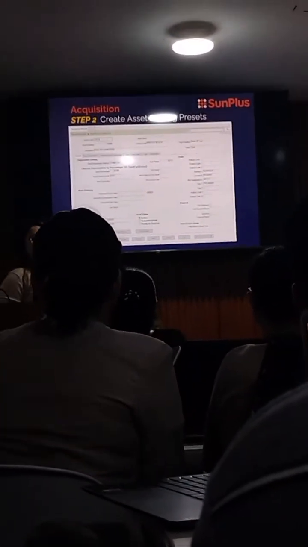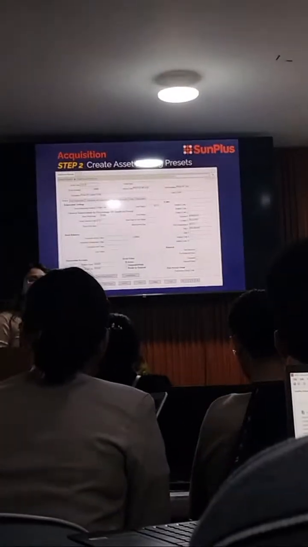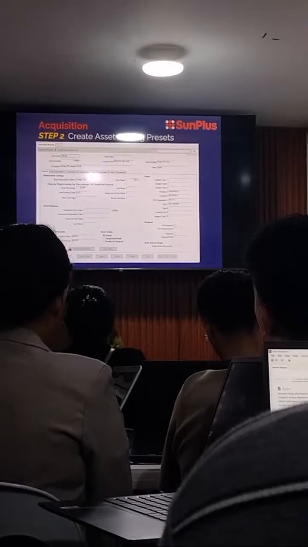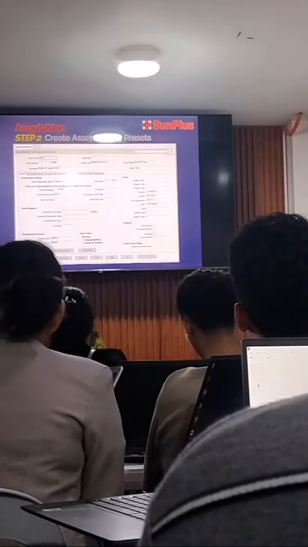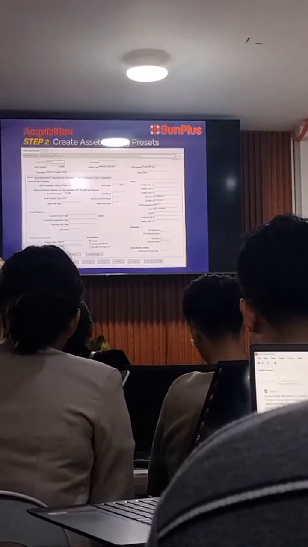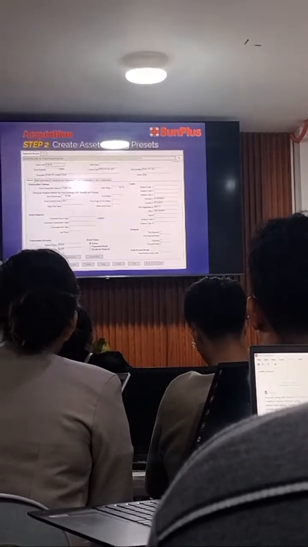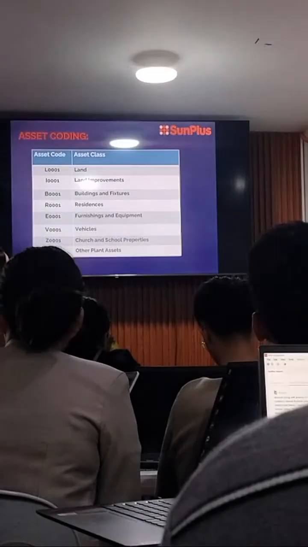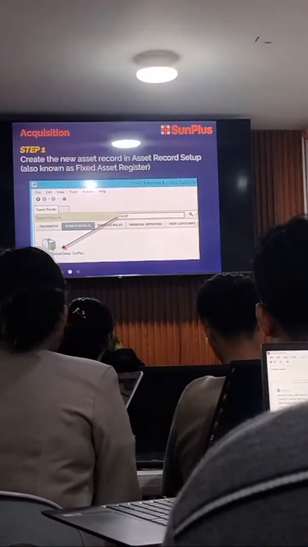Step 2. So step 1, set up your asset code. Diba? Step 2, create asset posting presets. Okay, by the way, balik tayo dito sa form. When we set up, create the new asset record. Makikita nyo there's a function here, location, SBA organization and code.